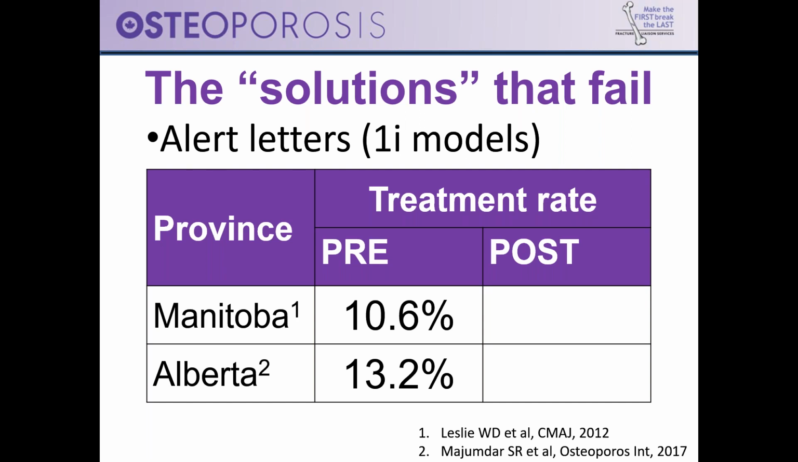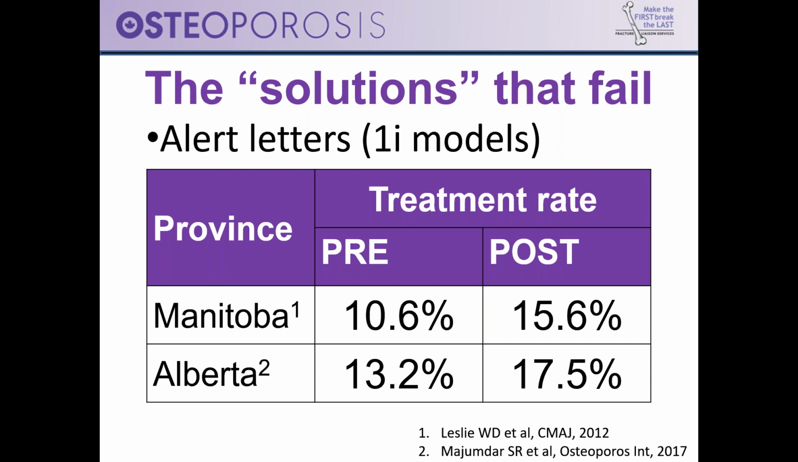So we have two provinces in Canada that have implemented a 1I model like this. It's province-wide models, and they've been well-designed clinical trials surrounding that, and they have published their results. So you can see that before they implemented the alert system, the rate of osteoporosis treatment in fracture patients was extremely low in both provinces, and that is not a big surprise. So let's look now at what the treatment rates are once we implement the post-fracture alert letters.